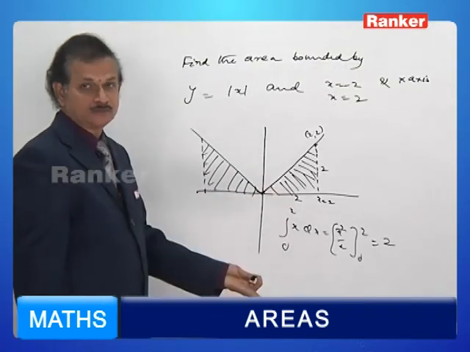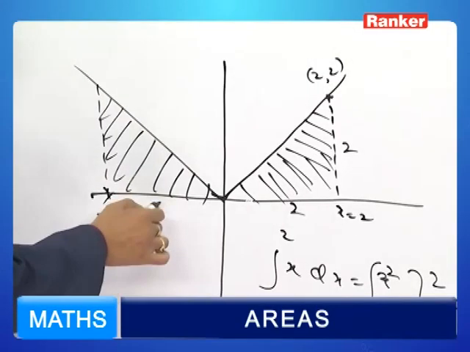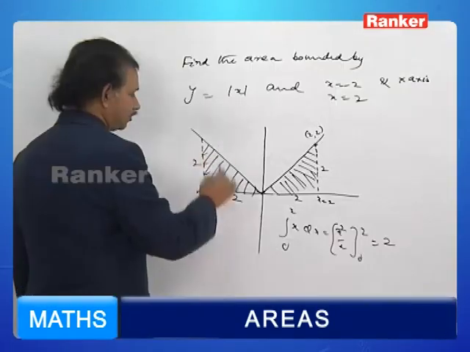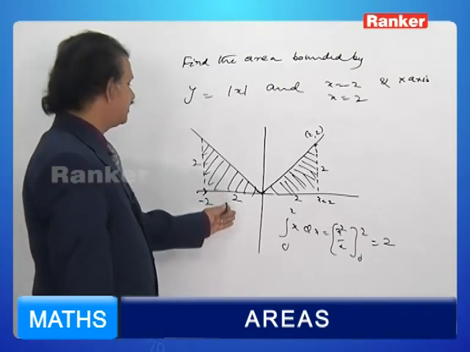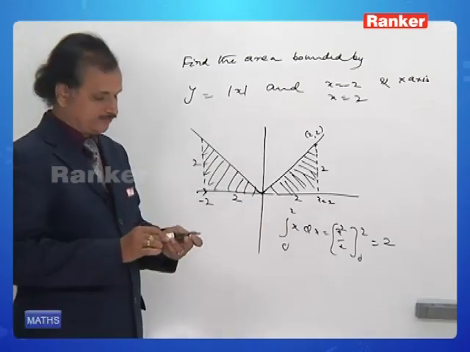That is 2 units. This point is minus 2. This length is 2 units. This length is 2 units, isn't it? Again, half into base into height, half into 2 into 2, is again 2 plus 2, 4 units.